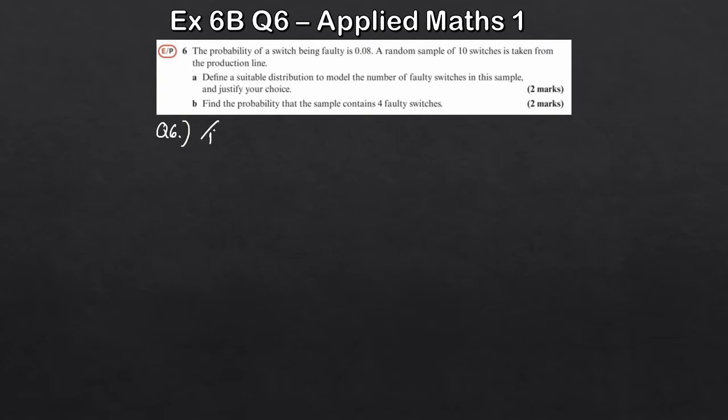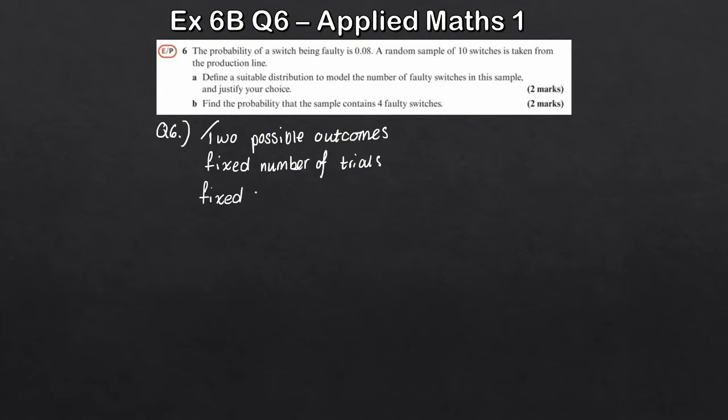So there's 2 possible outcomes. We've only got 10 switches. We've got that random sample of 10 switches, so we have a fixed number of trials. And what else do we have? We also have a fixed probability. The probability that it's faulty is 0.08. So we have a fixed probability as well. So the combination of these here lead us to a binomial distribution.